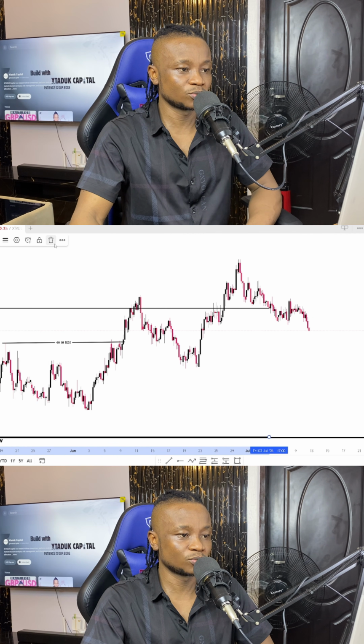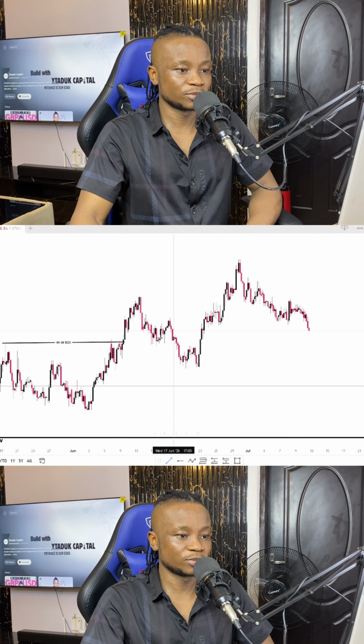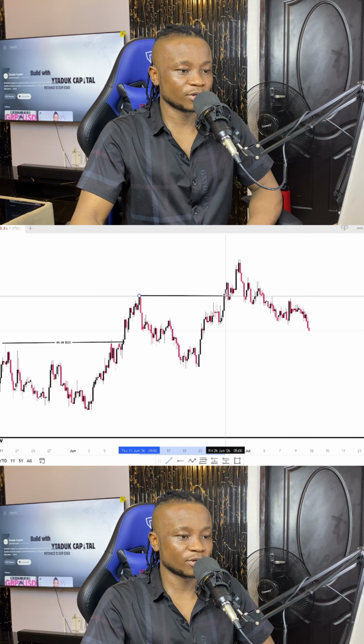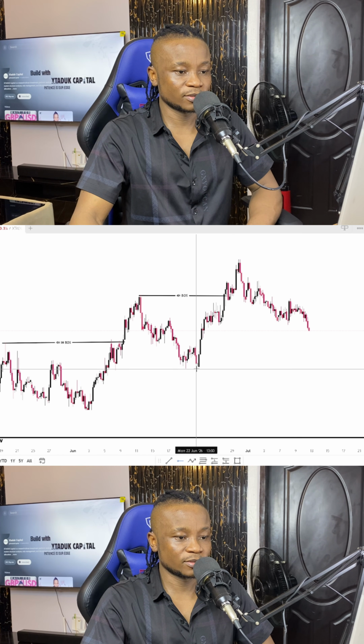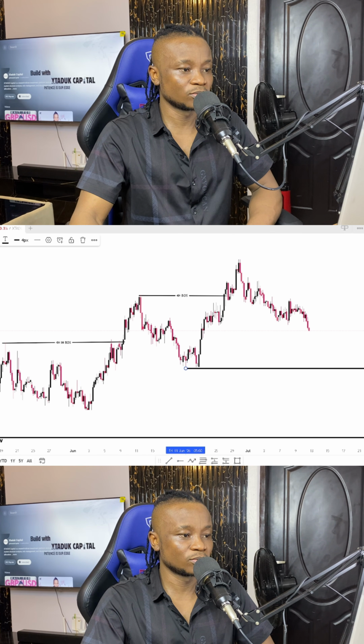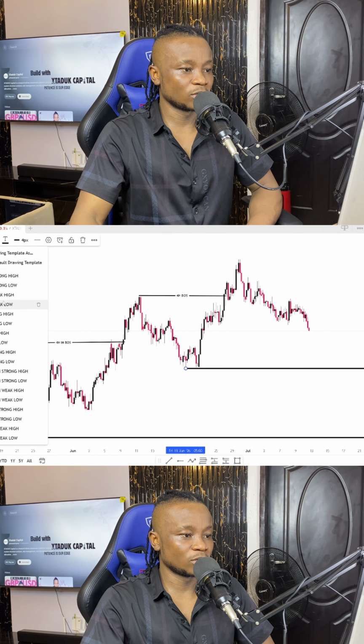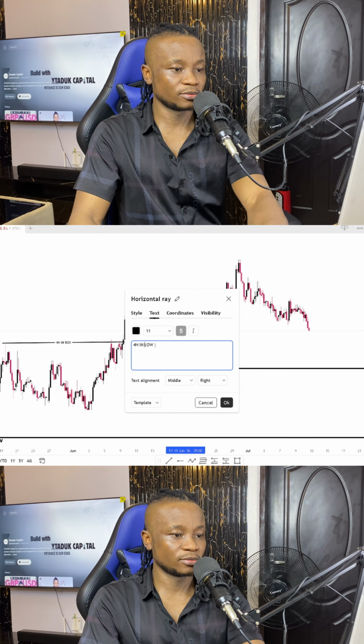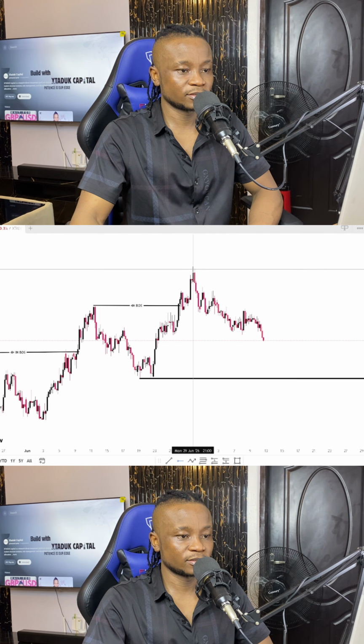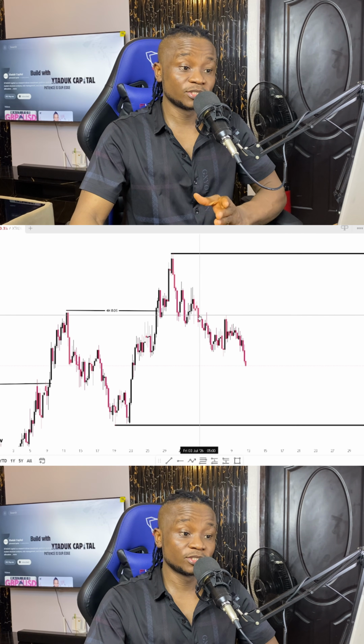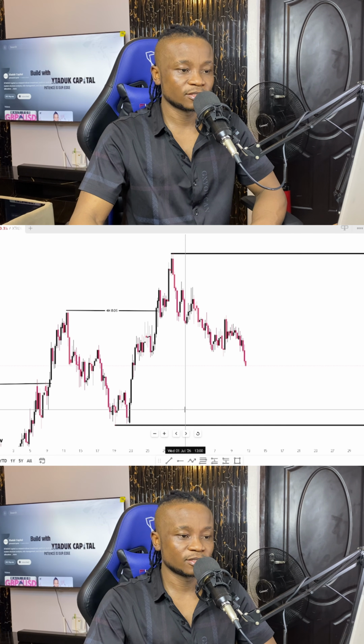Let me remove this fib too, so the chart will be a little bit cleaner. And there's another break of structure here. So now this is the most recent low in this market. We'll call it internal low, and this is the most recent high. Now this is the most recent structure on this chart.